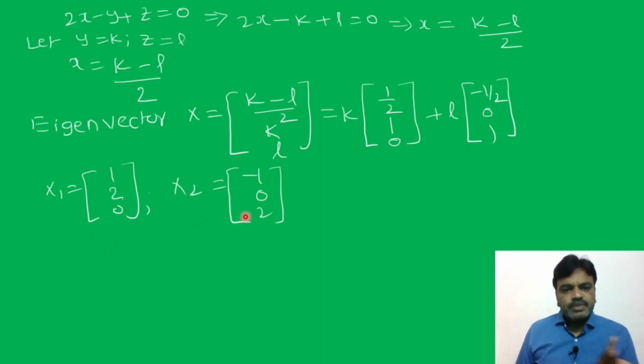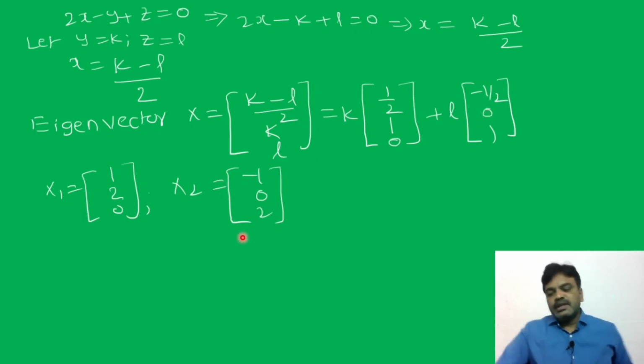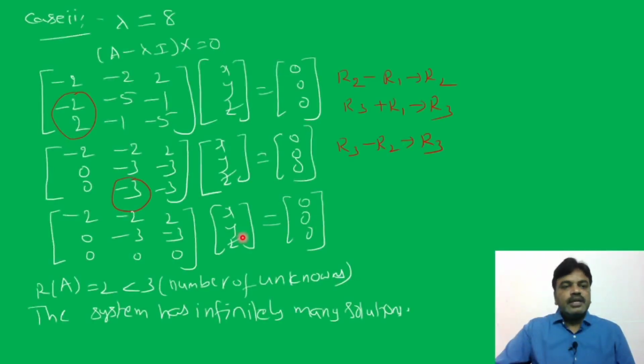Okay, how do we separate here? Like, he is given rank of A is equal to 1, which is less than 3. Okay, we get x, y, z values like this, k, minus L by 2, k, L. You simply write it as k into 1 by 2, 1, 0 plus L into minus 1 by 2, 0, 1. Take k is equal to 2, then we get this eigenvector, and L is equal to 2, we get this eigenvector, friends. And then I am taking here lambda is equal to 8.